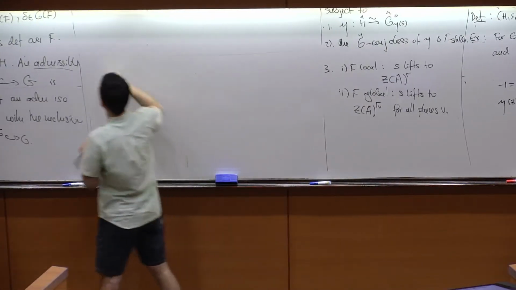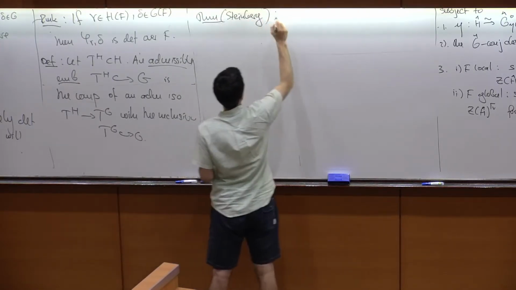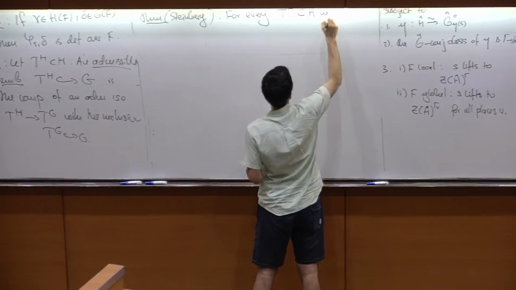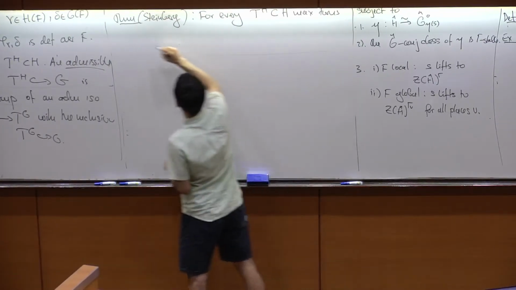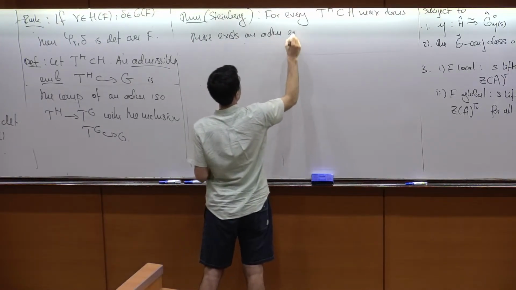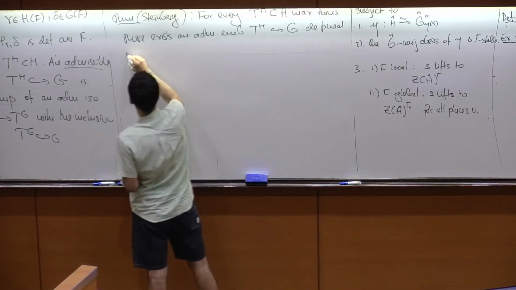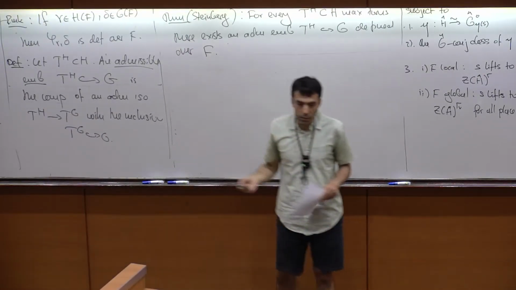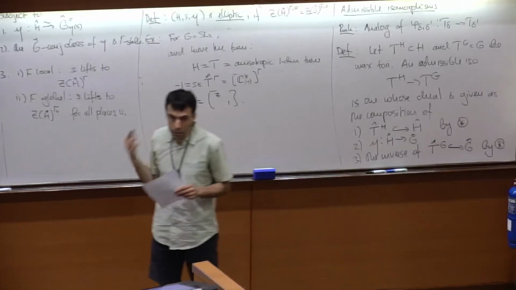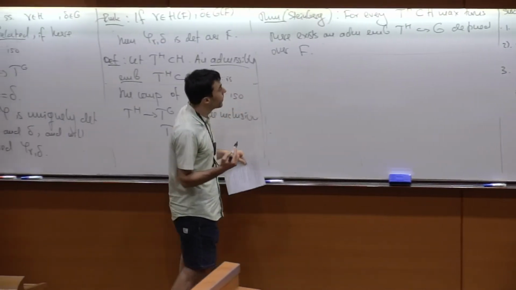Right, so the theorem, essentially due to Steinberg, says for every maximal torus TH in H, there exists an admissible embedding of TH into G defined over F. I mean, the existence of an admissible embedding period is trivial by the way things are set up, but the fact that you can find one defined over F is a non-trivial thing, and it uses Steinberg's results on rational points in conjugacy classes.